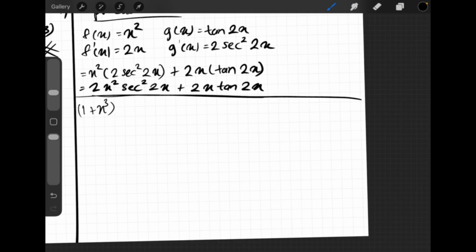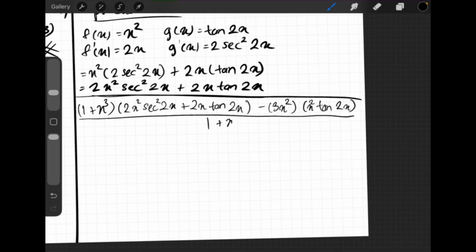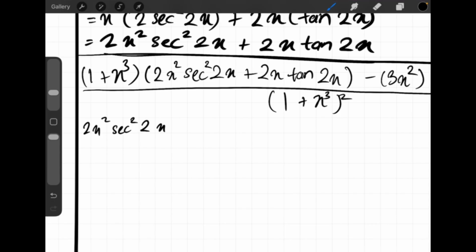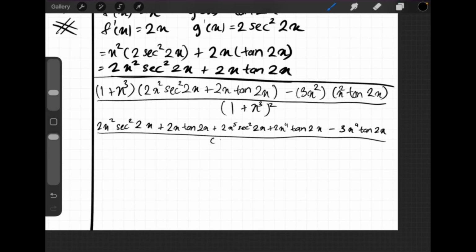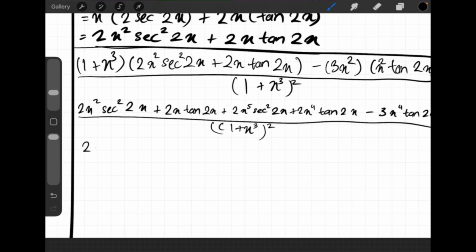And then we just need to substitute the f(x) and g(x). Don't forget the g(x) to the power of 2. After that, we need to simplify it. Final answer should look like this.